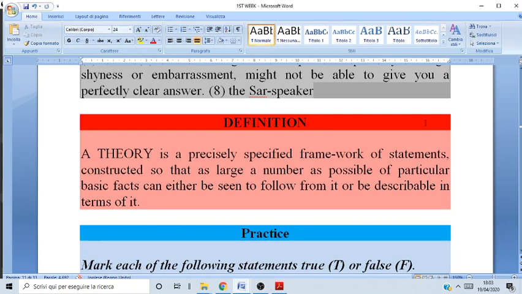Remember that question we looked at: if several people agree on the definition of a word, does that mean that they know the meaning of it? So yes, a theory is a framework that guides us, that is agreed upon by a large number of people, and that is based on facts that either follow from the theory or can be described by the theory.